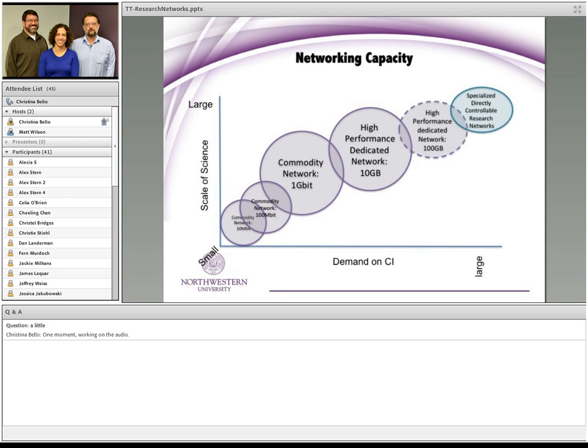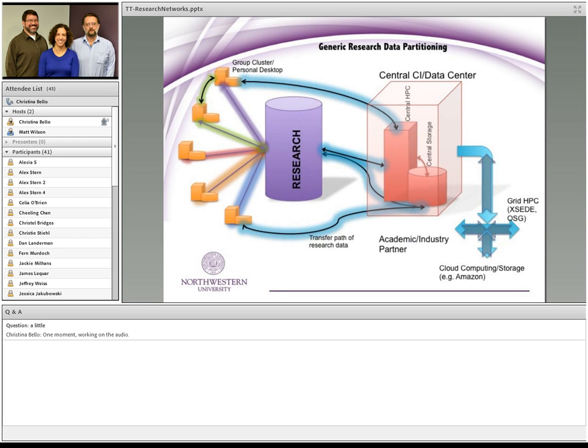Now, this next generic graphic gives you an idea of how research gets partitioned within a particular institution, and this is modeled after Northwestern University. Remember we're talking about data-driven research, which will typically be done on local group clusters, personal desktops, or, for a lot of researchers, they will move that data or do some data analysis or generation on the central cyberinfrastructure facility. Let's say our HPC cluster Quest resides in that data center, in our central high-performance computing resource.